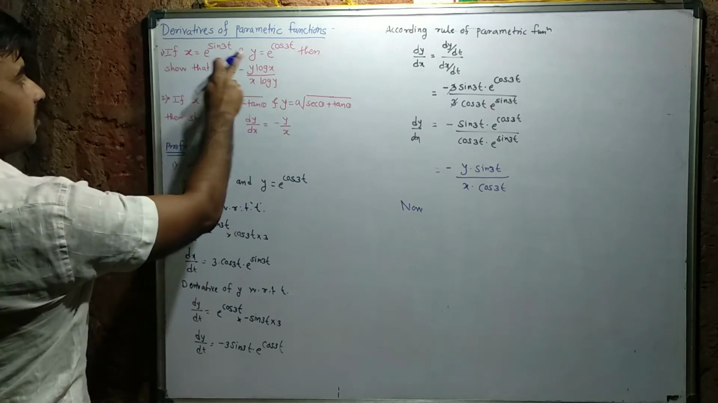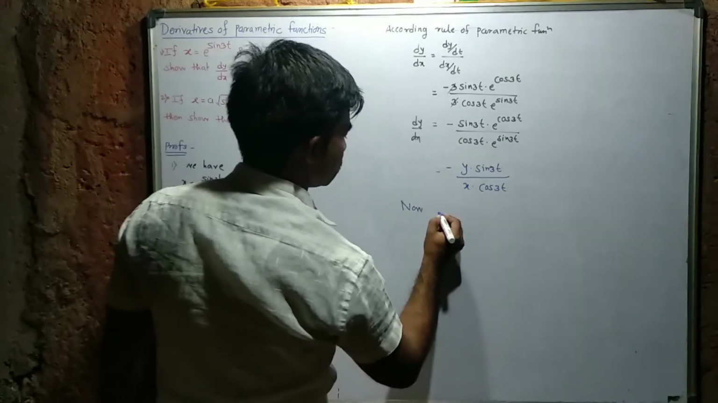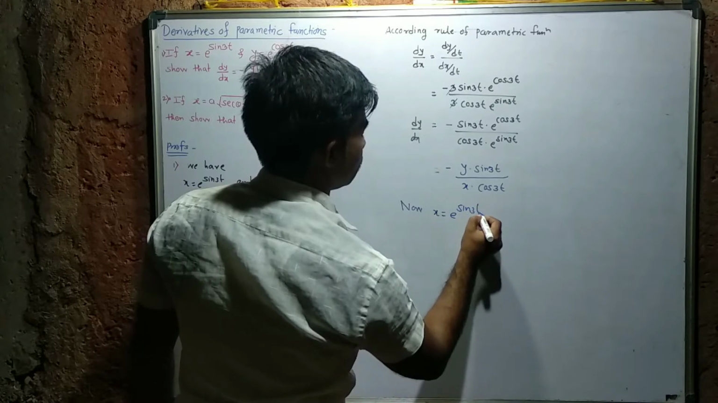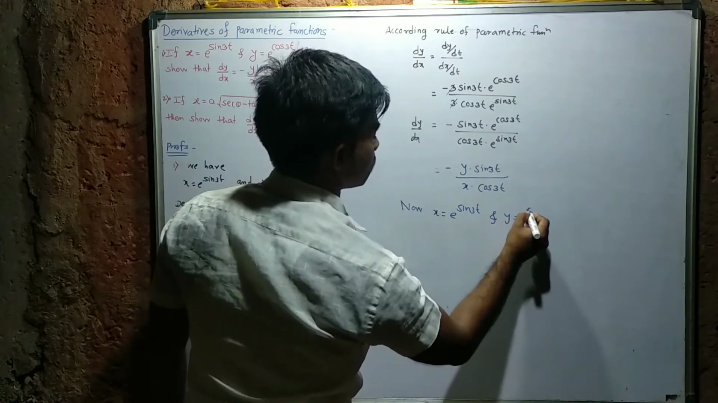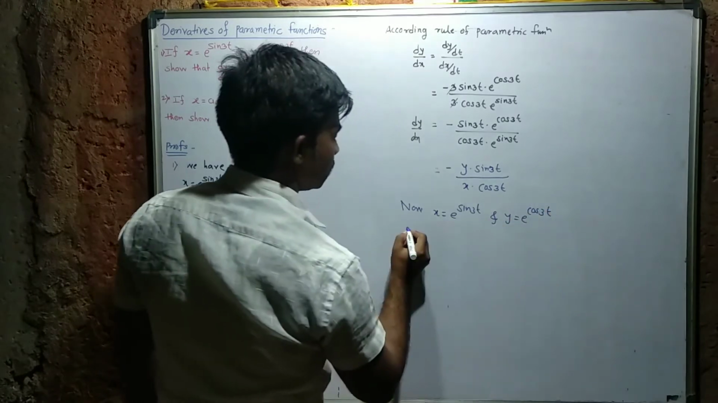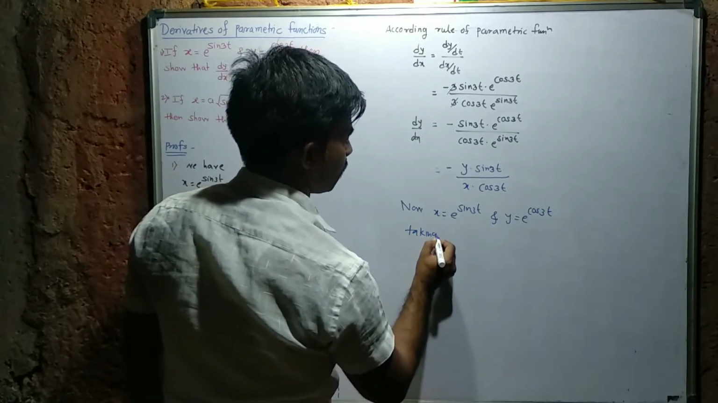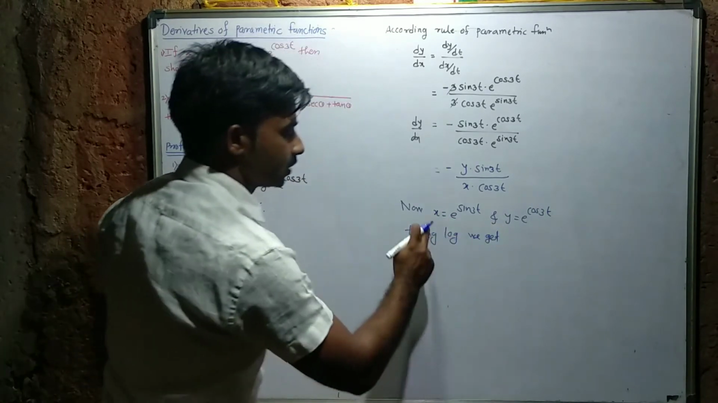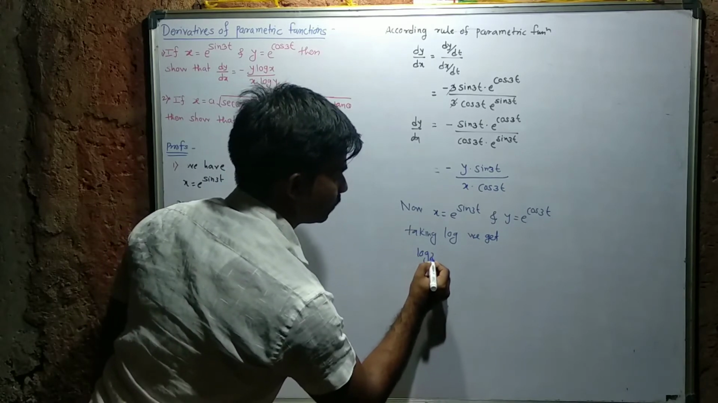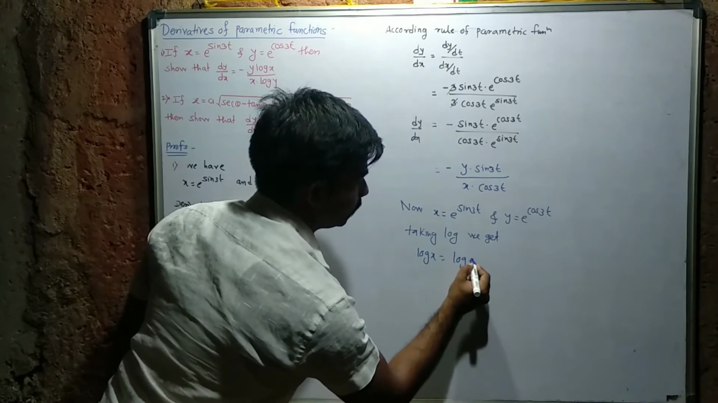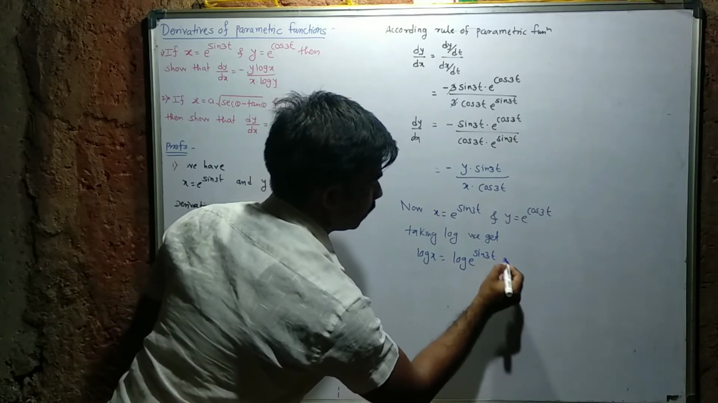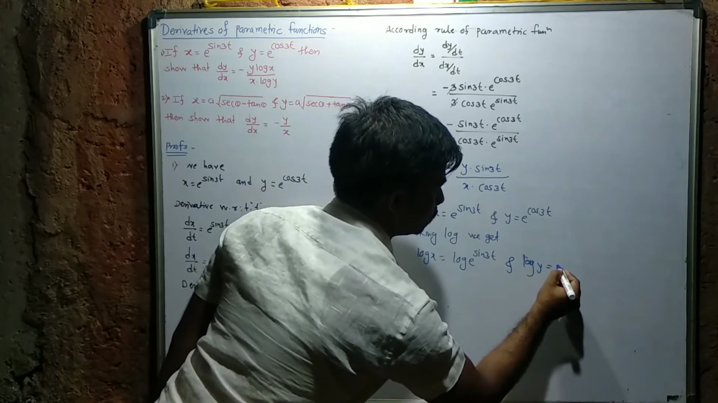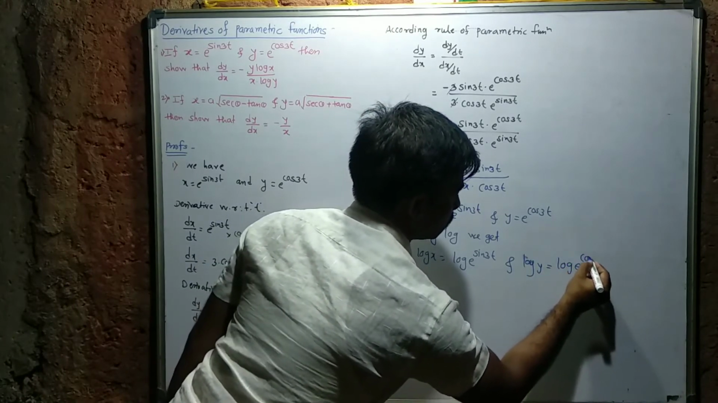Therefore we have to take log x and log y here, and therefore you will get the consideration of x is equal to e raised to sin 3t and y is equal to e raised to cos 3t. Taking log on both sides, we get log x is equal to log e raised to sin 3t, and log y is equal to log e raised to cos 3t.